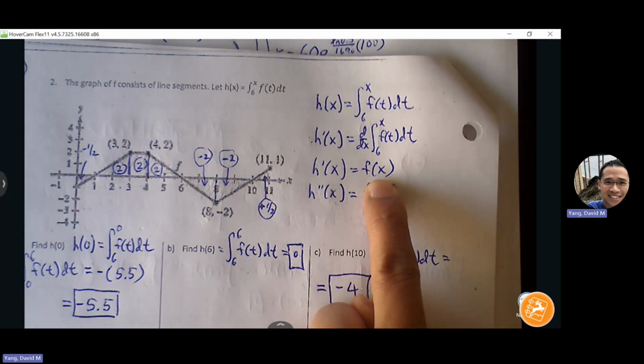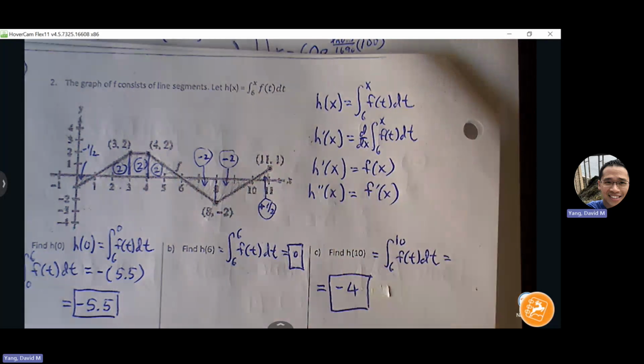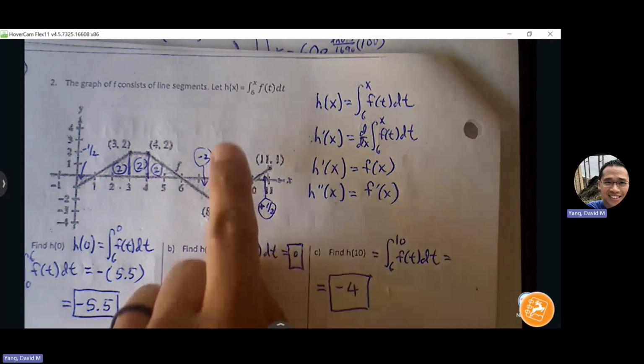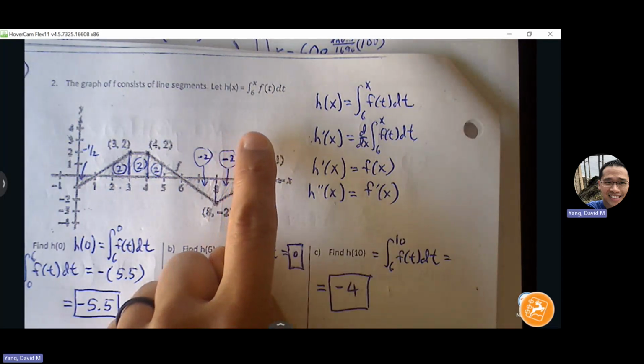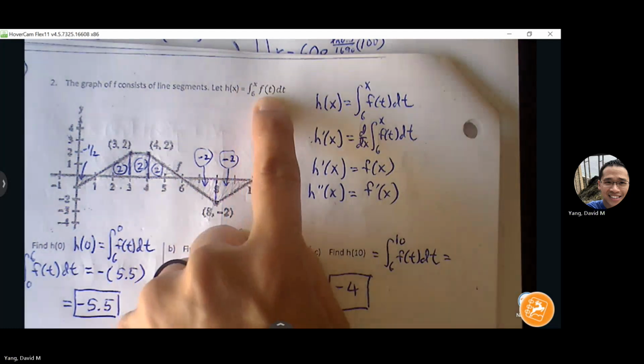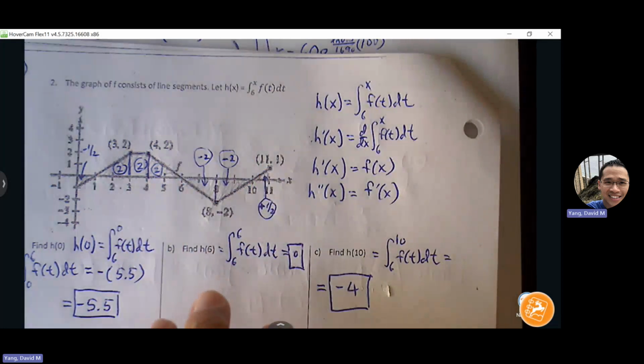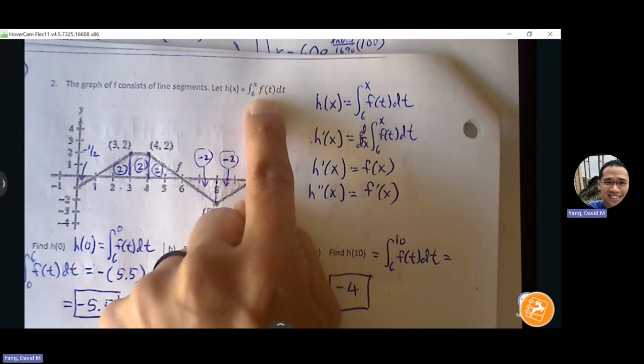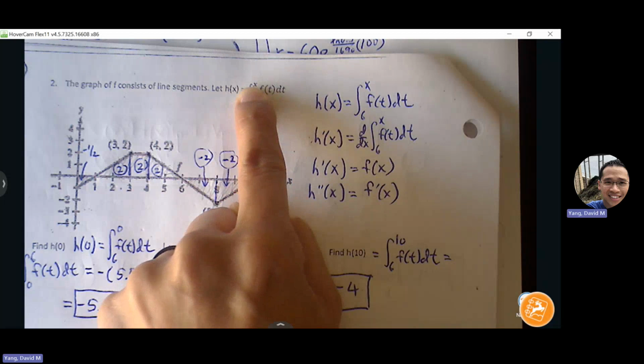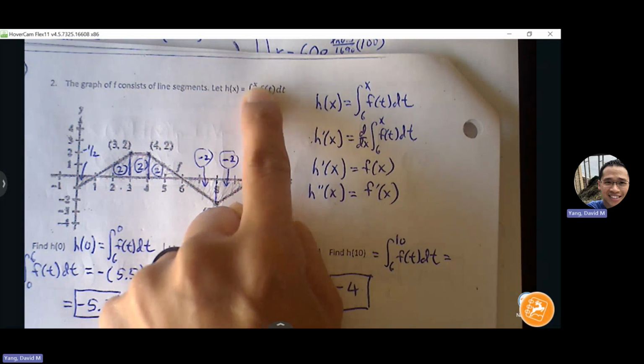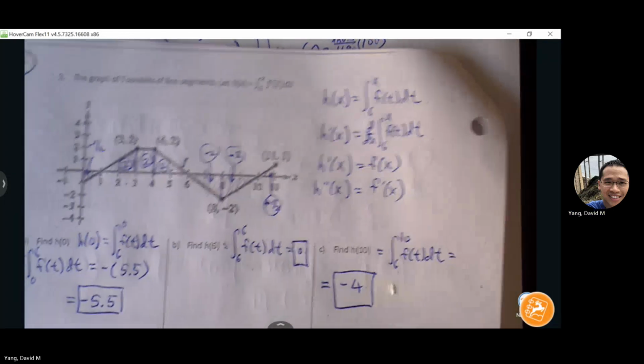Right? Second theorem. So is there any difference between the F of T and F of X? Right, F of T and F of X are the same. It's just that for notation purposes, they do want this upper bound and this bound variable to be different variables.